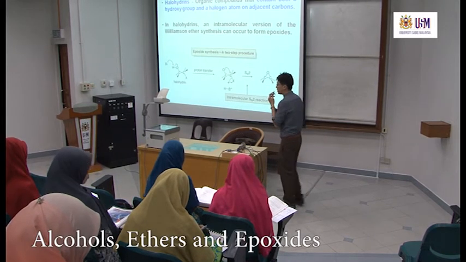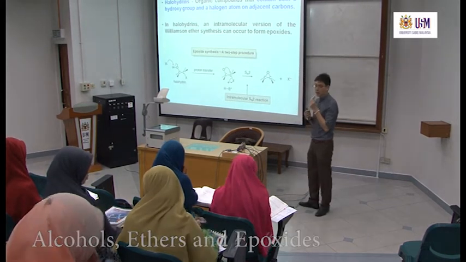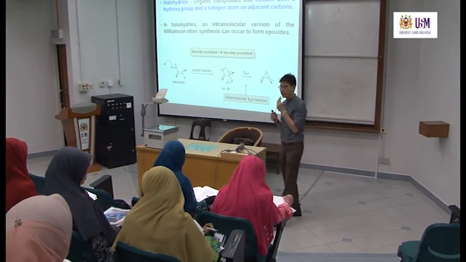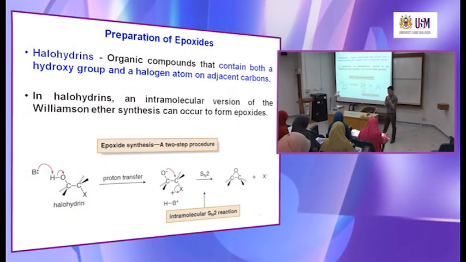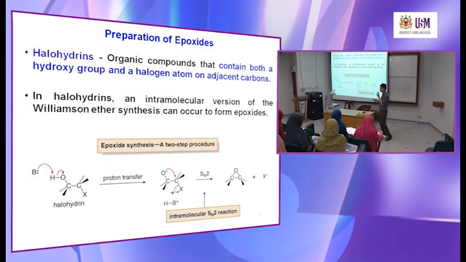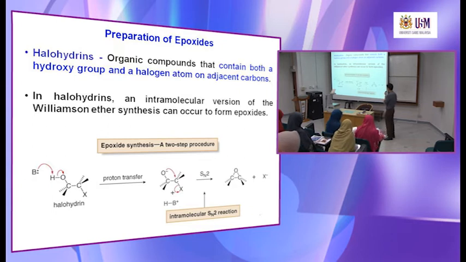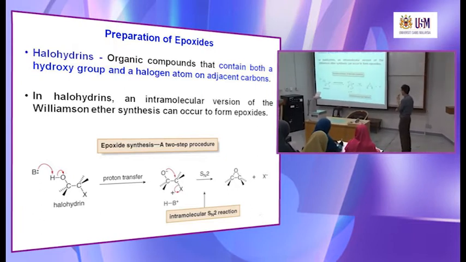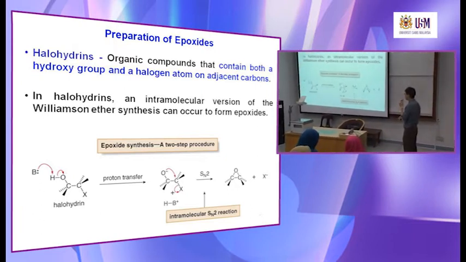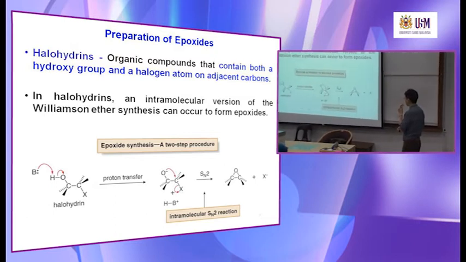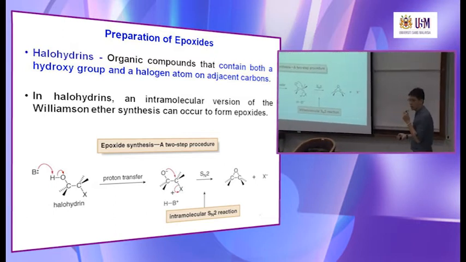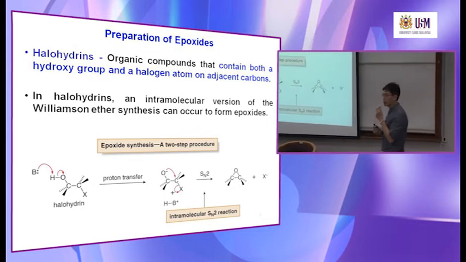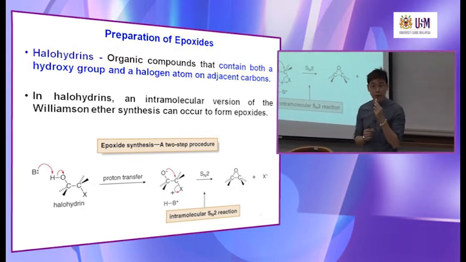This is where we stopped last week. We learned about what we call Williamson's ether synthesis. You use a base to react with the OH group, then synthesize an alkoxide. Because this alkoxide is a nucleophile, it will attack the partially positive C here, then the X group leaves, and you get an epoxide. This is the very general method to make an epoxide.